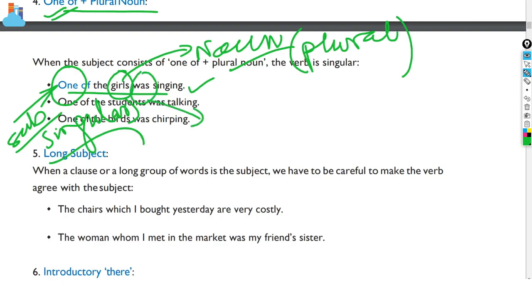This is actually continuous tense, and in order to change this continuous form into present or past form, what do we need to change? We need to change the be verb form, was and were. Was is singular and were is plural. Therefore, my dear children, in one of the girls, this is the mistake of nearness.